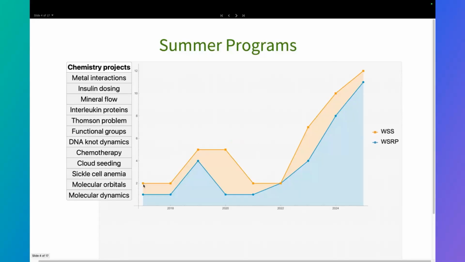I have data here showing from 2017 all the way up to this year. And as you can see, the number of chemistry projects in these two programs has been steadily increasing. In fact, we're really excited how it's taken off since '23. And since '23, '24, and '25, the last 2 years at the WSRP, a full 15% of the student projects were chemistry, which is just really amazing and terribly exciting.